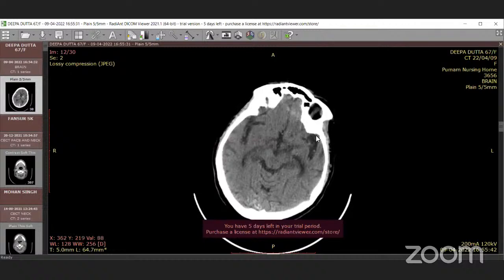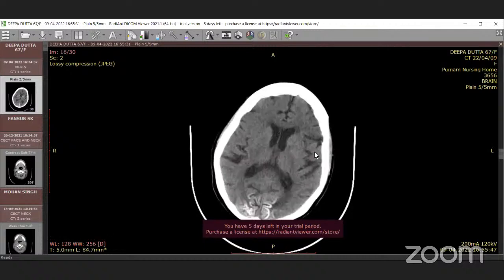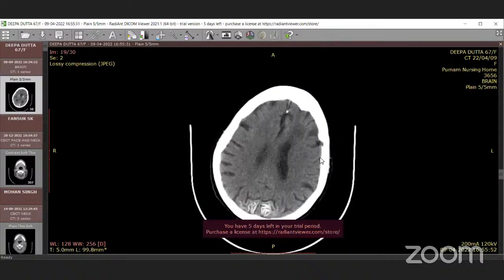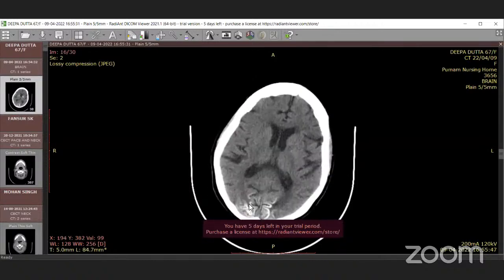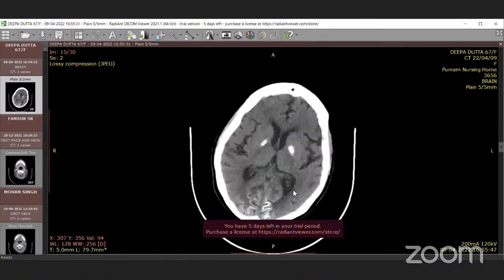I beg your pardon. This is not an oncology case. This is just a case of cortical laminar necrosis. This is due to ischemia.